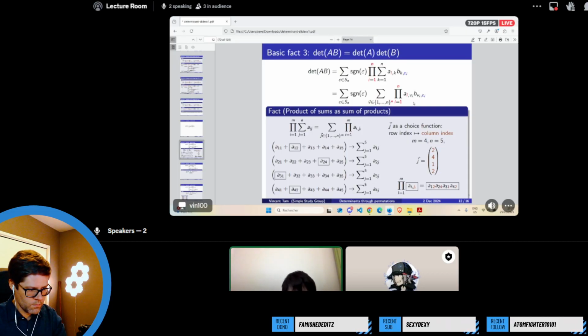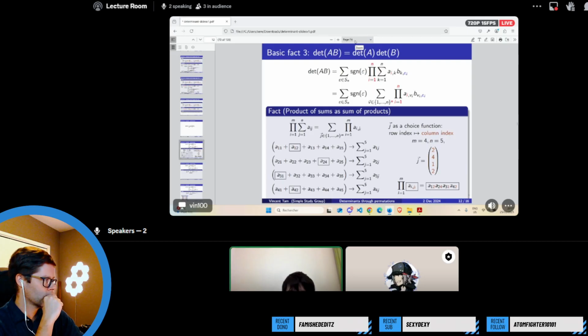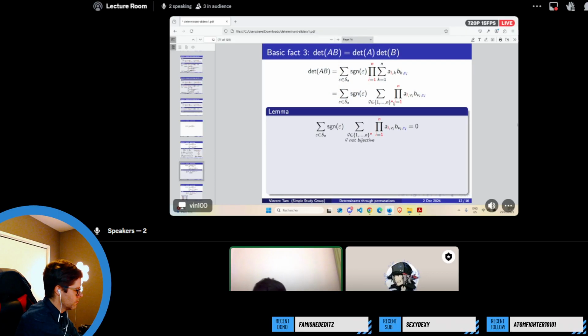it's normal to get stuck, because in the product on the right we see two permutations, but here we only see one permutation. So how can we get another permutation from this choice function? The way is to see that if this vector v is not bijective, then the contribution to this sum is 0.